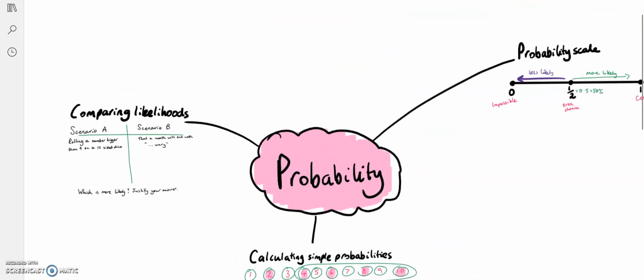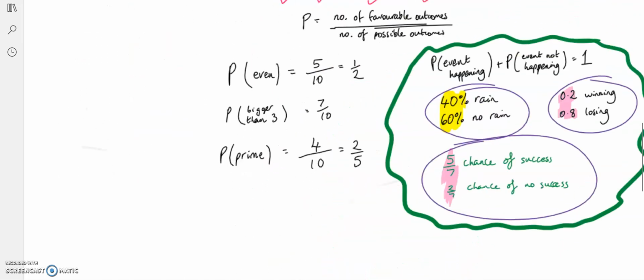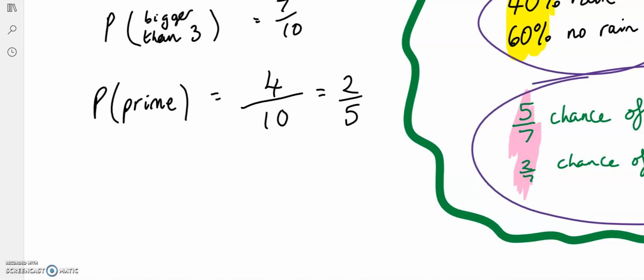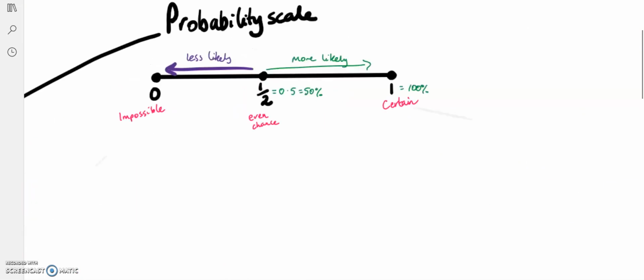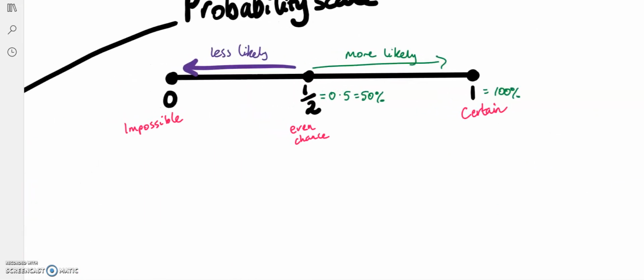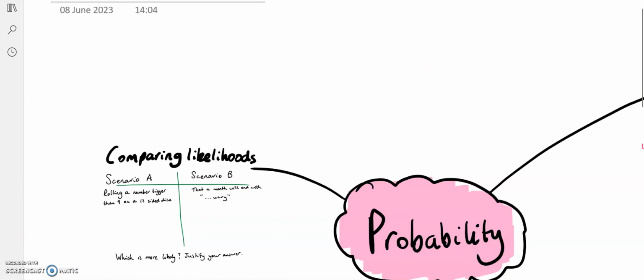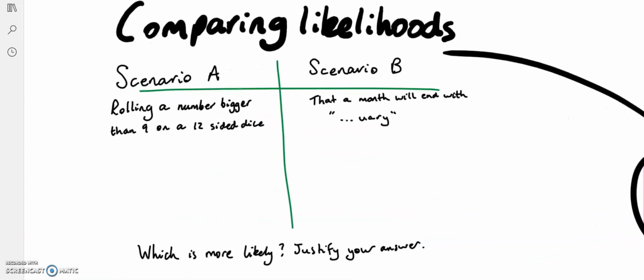The last thing we're going to have a look at is comparing likelihoods, because it's all very well and good saying there's a 2 in 5 chance, but can we place that on our probability scale? Can we say if that's likely or not very likely? So to finish up, we're going to have a look at how to compare likelihoods. Just one really quick example. We've got 2 scenarios. Scenario A, rolling a number bigger than a 9 on a 12-sided dice. Or scenario B, that a month will end with "uary". Which is more likely? Justify your answer.